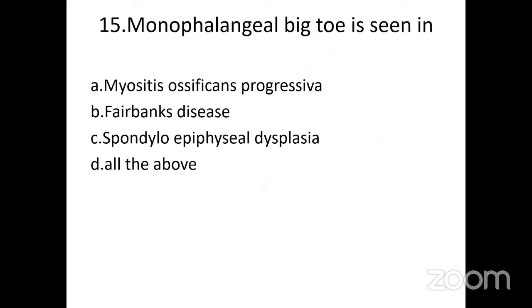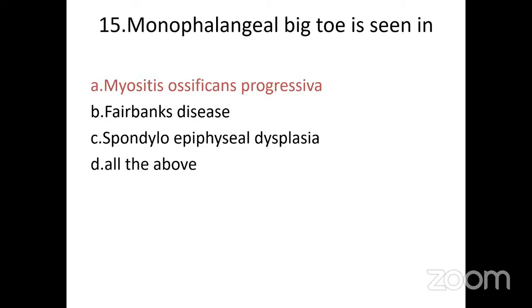So monophalangeal big toe is seen. That means normally you have two phalanges for the big toe, but if only one is present, that's called monophalangeal big toe. That means if the big toe is short, you have to diagnose this condition. That is called myositis ossificans progressiva.